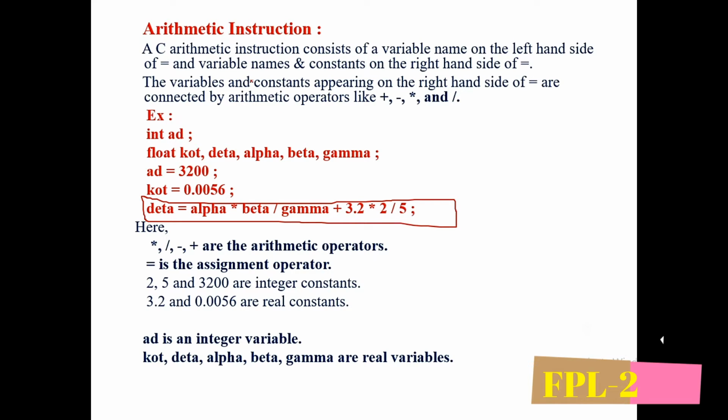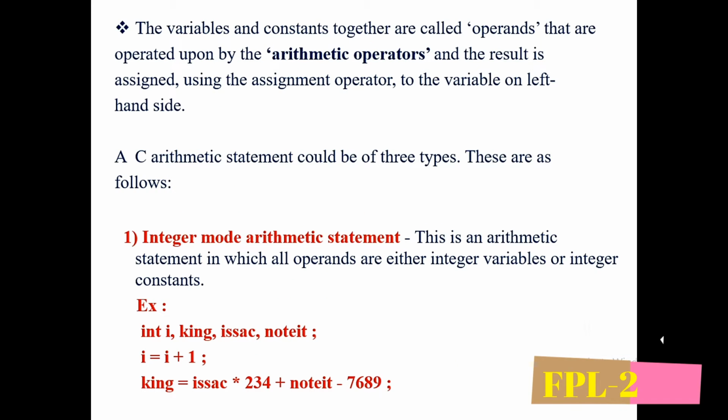A C arithmetic instruction consists of a variable name on the left hand side and equal to, and variable names and constants on the right hand side. Basically what we are doing is storing whatever value we have on the right hand side into the name which we have on the left hand side. So this value will get stored in the variable name.